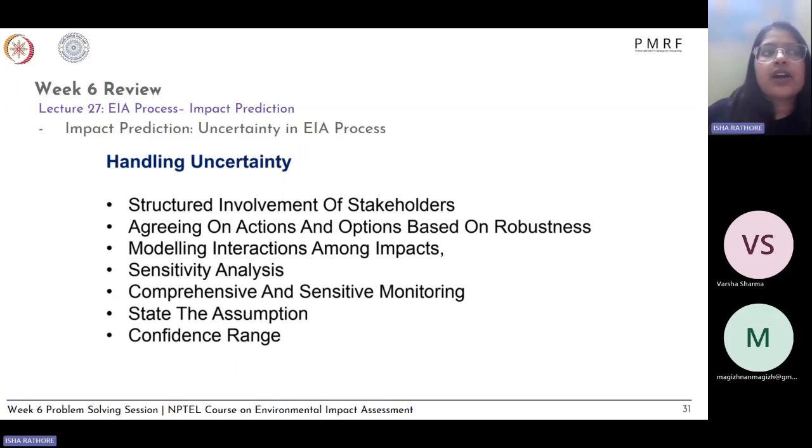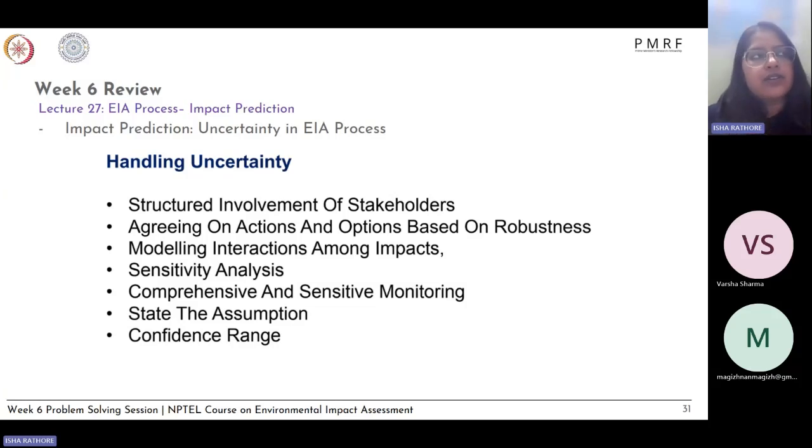To handle uncertainty, you need to have a structured involvement of stakeholders at different stages of the project. This is done by public consultation and different approaches of public participation, which we will look at in a further lecture this week. They need to agree on the actions and options based on the robustness of the EIA which they are going to undertake. So the project team needs to be very clear on the objectives of doing the EIA, and there needs to be an internal understanding between the team members on what their objectives are for doing the EIA. And they need to be aware of the resources, time, and deadlines which they have.